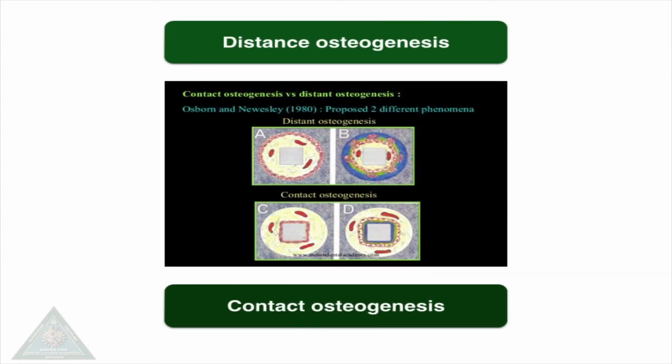The next two theories are distance osteogenesis and contact osteogenesis. In distance osteogenesis, there is a gradual process of bone healing inward from the edge of the osteotomy towards the implant. Bone does not grow directly on the implant surface, as you see in the first figure. Whereas in contact osteogenesis, bone is quickly formed directly on the implant surface, which is the second figure.